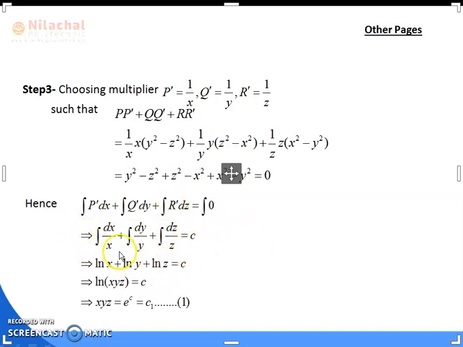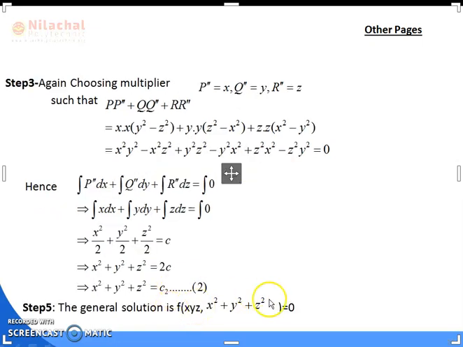After writing this, integration of dx by x is ln x, plus ln y, plus ln z equals c. By using logarithm, it becomes ln of xyz equals c. Then ln goes to the right hand side and it becomes e to the power c, which is another constant, suppose c1. So xyz equals c1, that is equation 1.